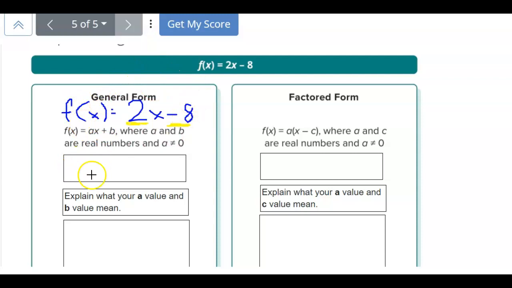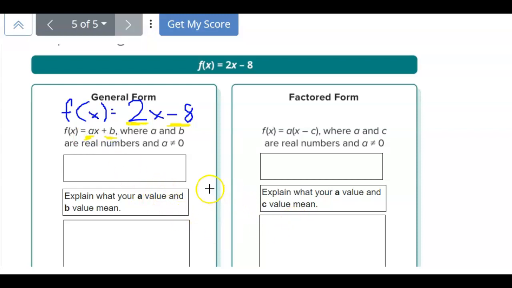So now you're going to put that equation here using the tool for typing equations in TeacherMade. And then down here, you're going to be explaining what your a value means and what your b value means. Think about what those numbers are in the general form of the equation. What's this spot? And what's this spot?